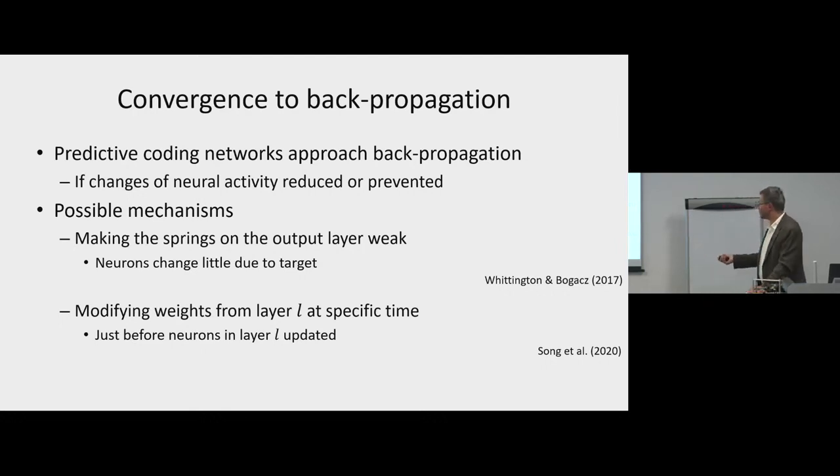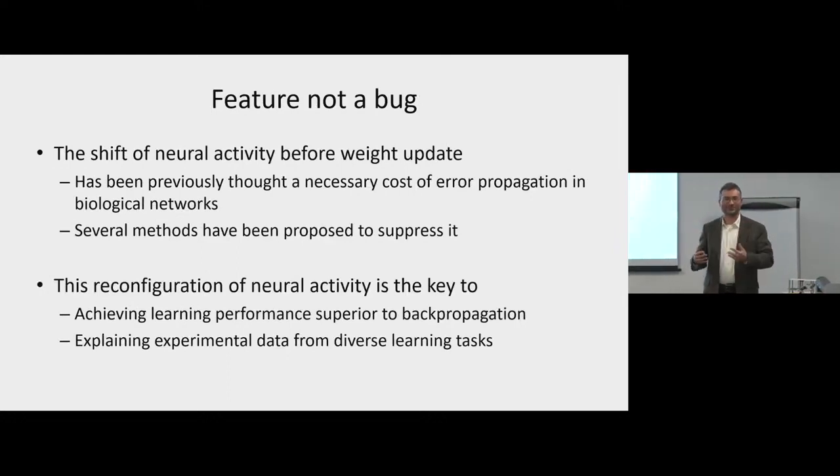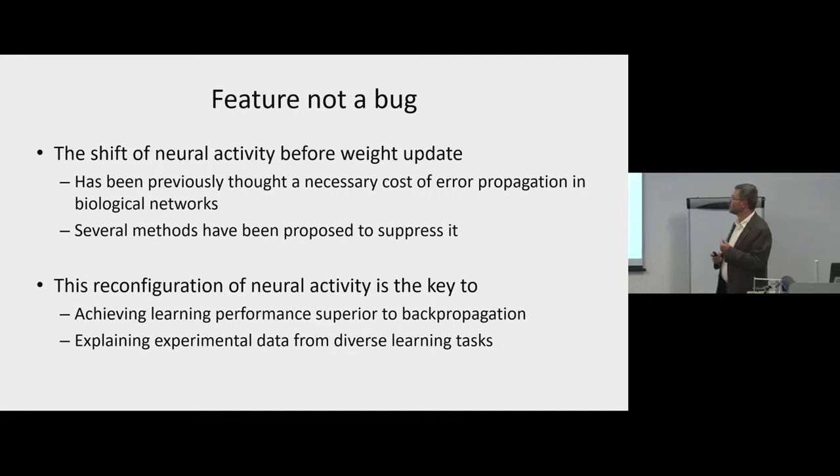And the second way of doing this, we showed that you can modify the weights at particular moments of time. So if you modify the weights at a particular moment, when the error reaches a given layer before these neurons are able to update themselves, then you also get exactly backprop. Yes? However, now we realized that the fact that predictive coding networks are doing this prospective configuration rather than backprop is not a bug, it's actually a feature. And it's a key feature which allows these networks to basically avoid or reduce interference.